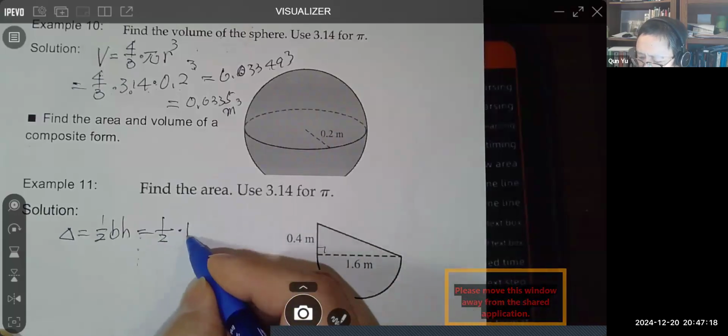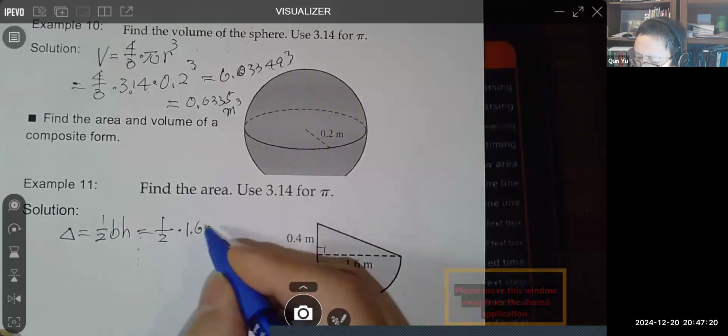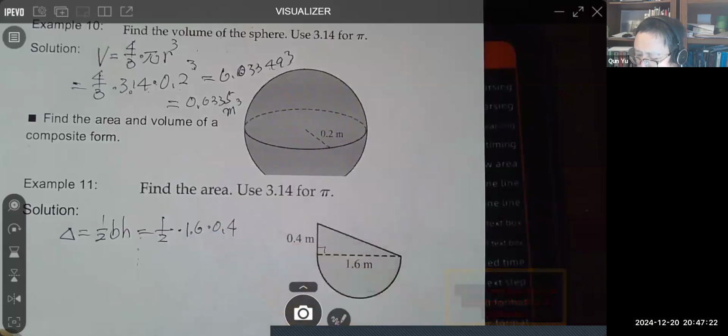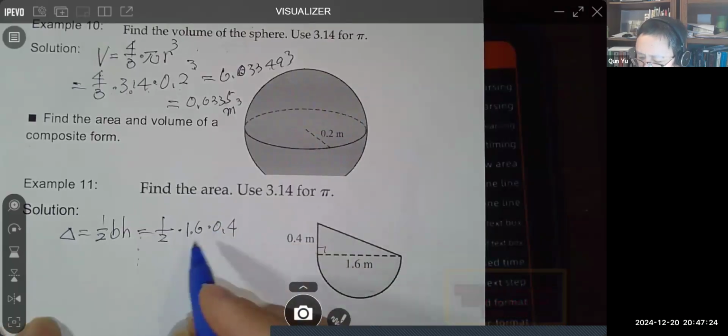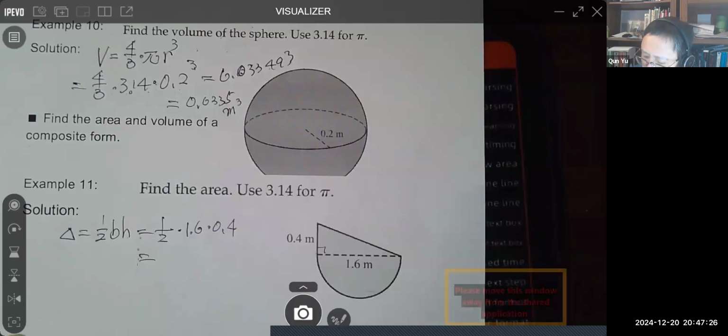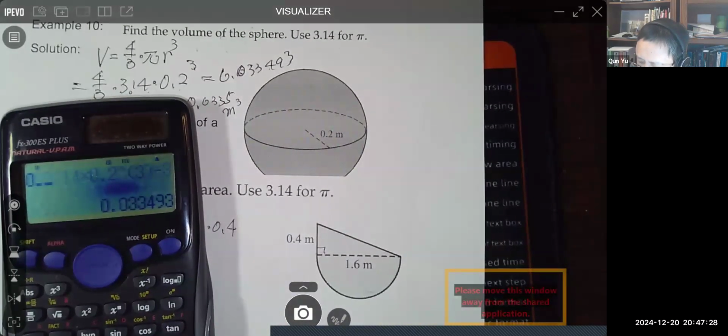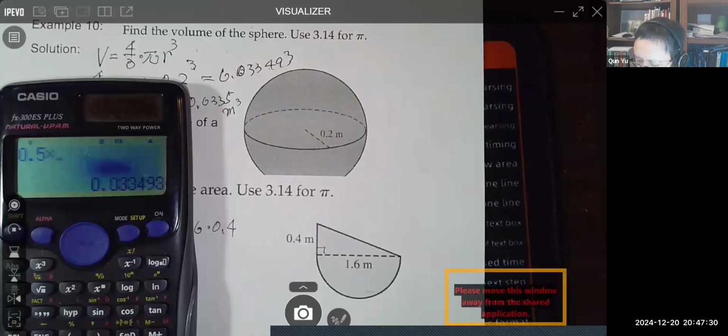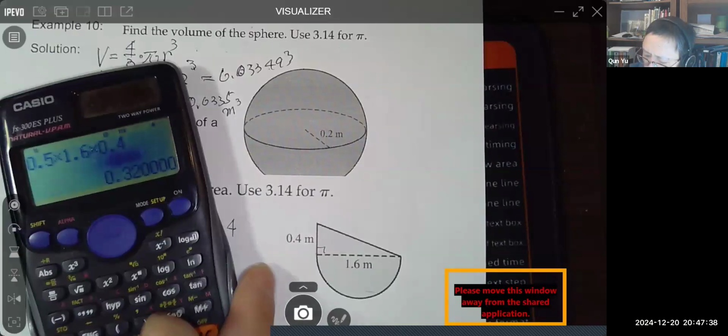Times base 1.6 times height 0.4. And that's, let's do the calculation. 0.5 times 1.6 times 0.4 equals 0.32.